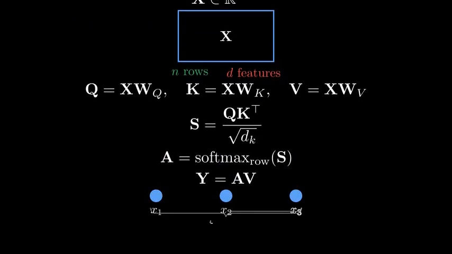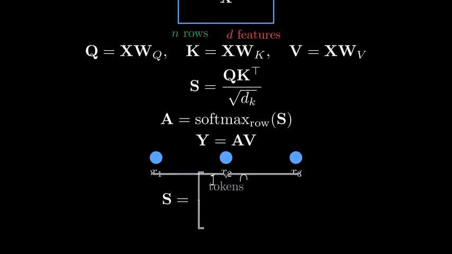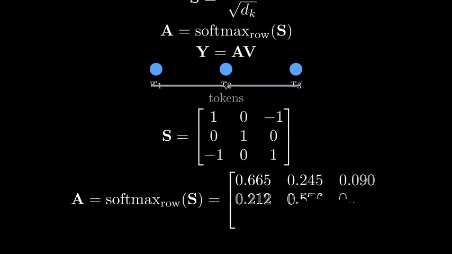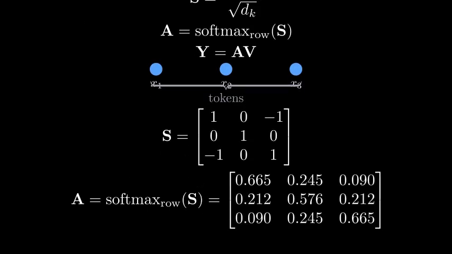To make this concrete, consider 3 tokens. Pretend the score matrix S is chosen for easy numbers as follows. Row-wise softmax normalizes each row to positive numbers that sum to 1. Interpret each row of A as how much one token attends to every token, including itself.